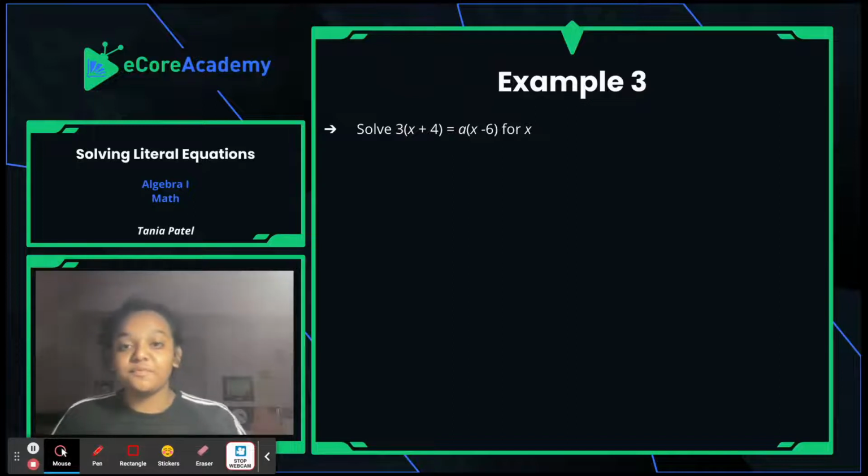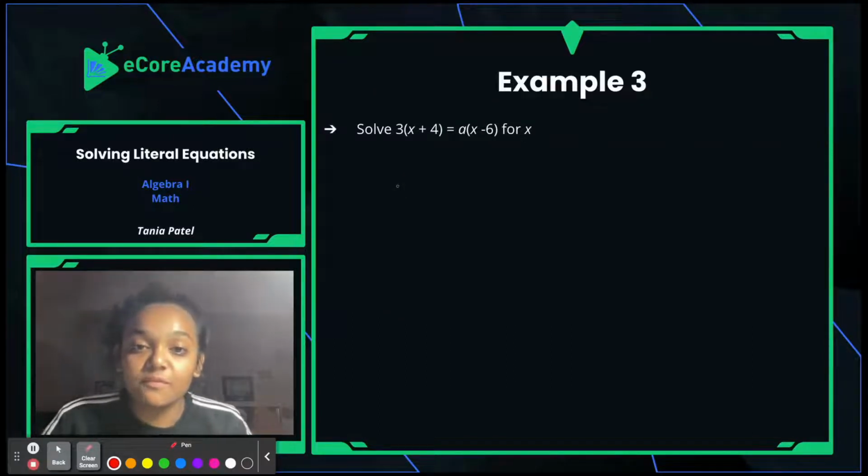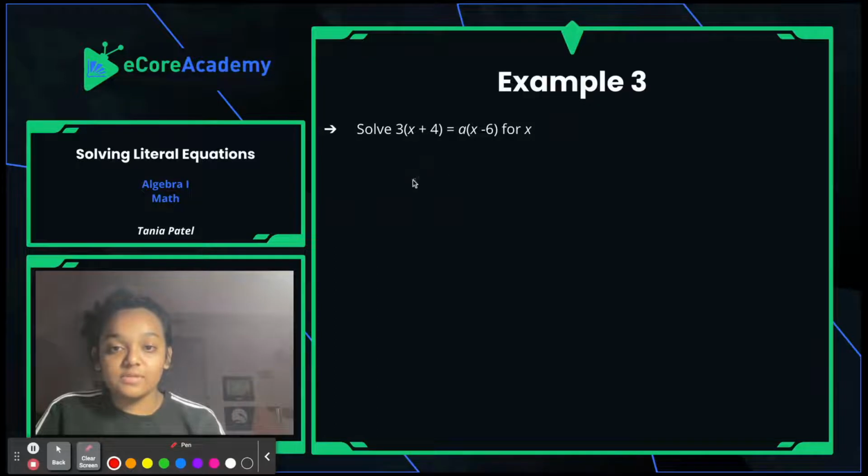but 2 variables. So our equation that we're dealing with is 3 times the quantity of x plus 4 equals a times the difference of x minus 6. So the way that we're going to do that is, obviously, we're going to use our PEMDAS rules. We are going to distribute the 3, and we're going to distribute the a on both sides, and that's how we'll just start this process.